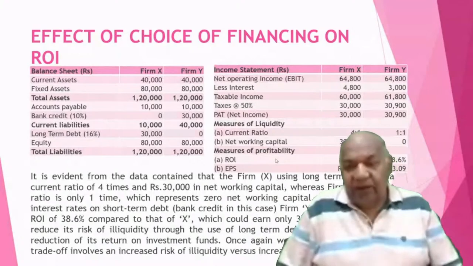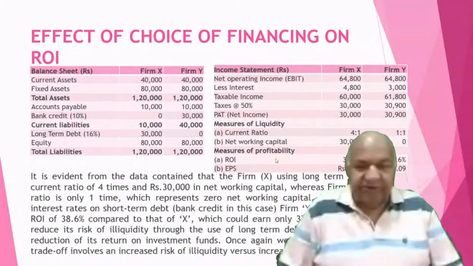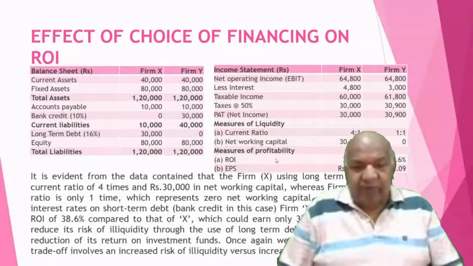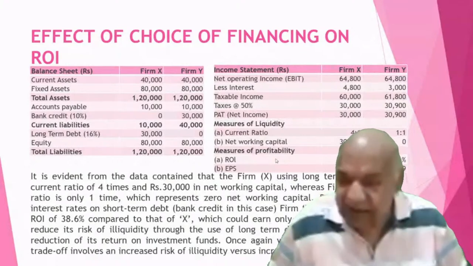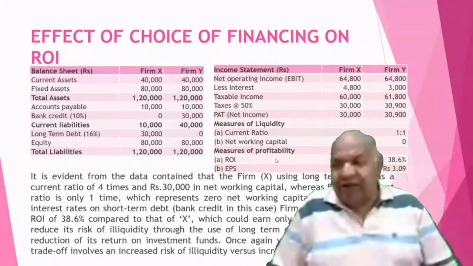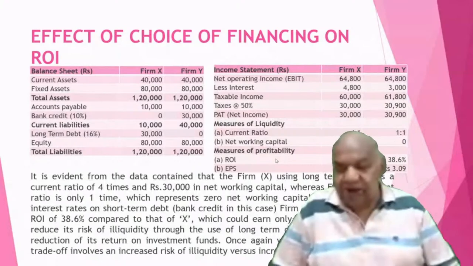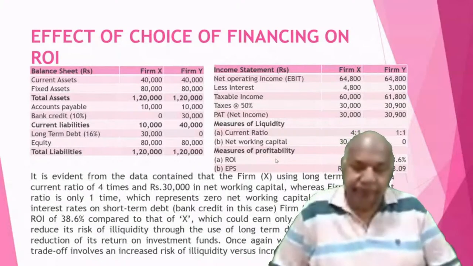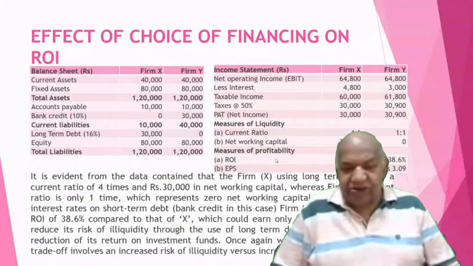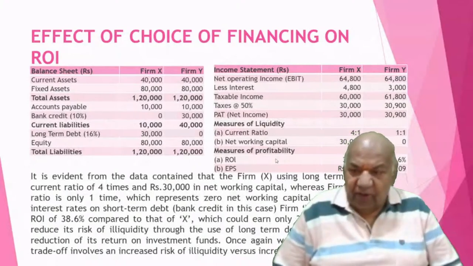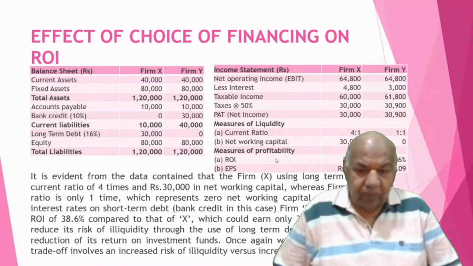ROI in case of firm X is 37.5%, or you may say 30,000 divided by 80,000. And in the same way, in case of firm Y, 30,900 divided by 80,000, it is 38.6%. Earning per share is rupees 3 in case of firm X and rupees 3.09 in case of firm Y.